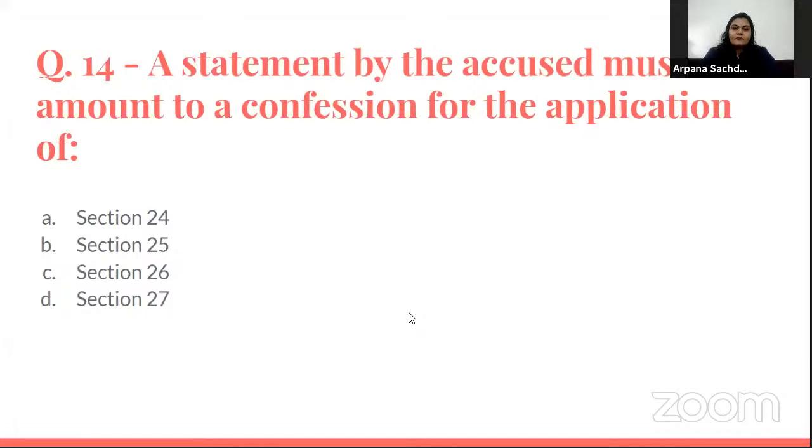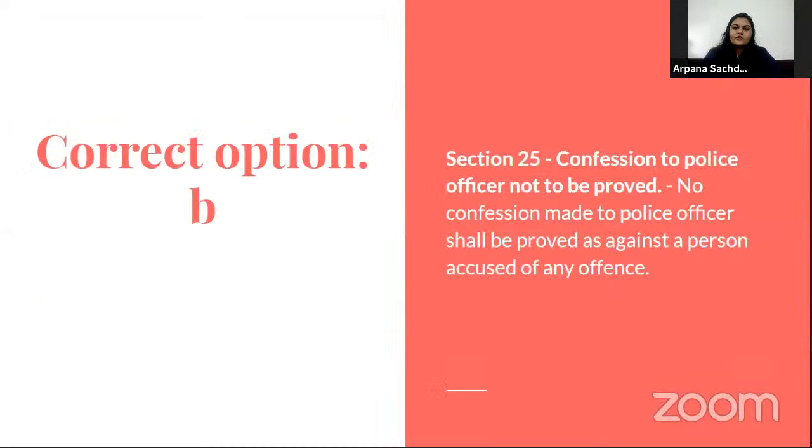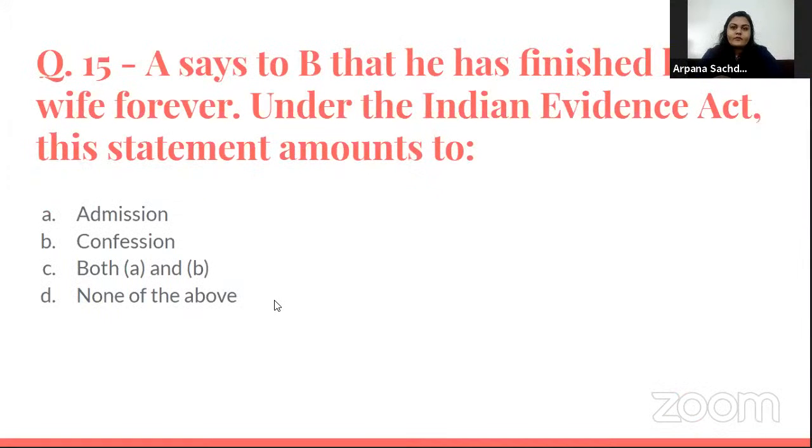Okay, the time is up. So the correct option here is option B, that is section 25. So can we have the next question, question number 15? A says to B that he has finished his wife forever. Under the Indian Evidence Act, does the statement amount to admission, confession, both A and B, or none of the above?